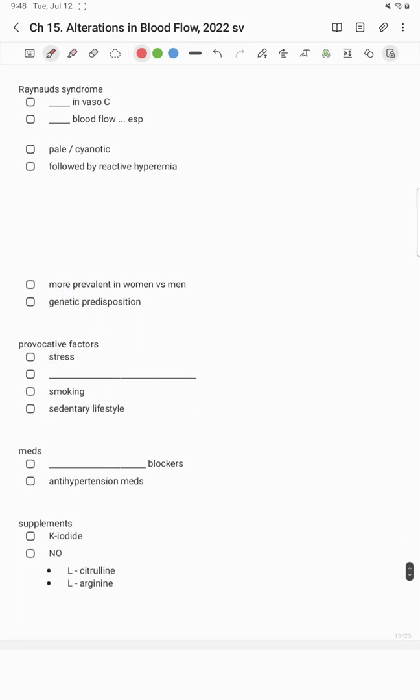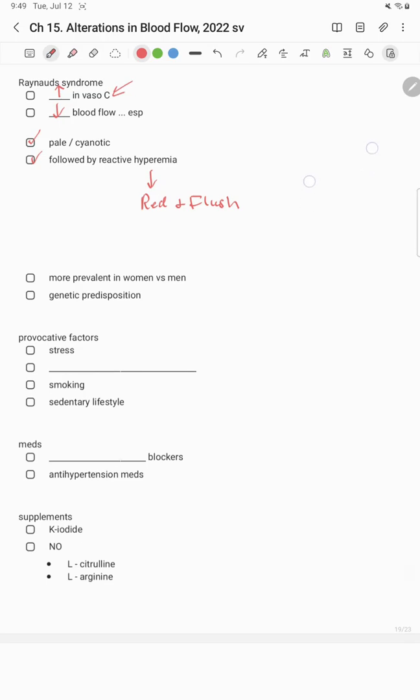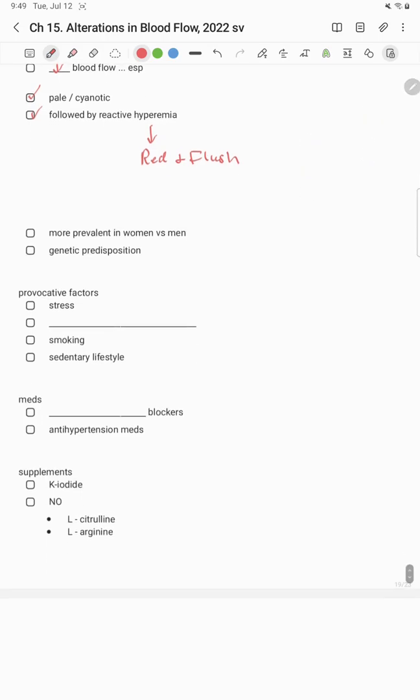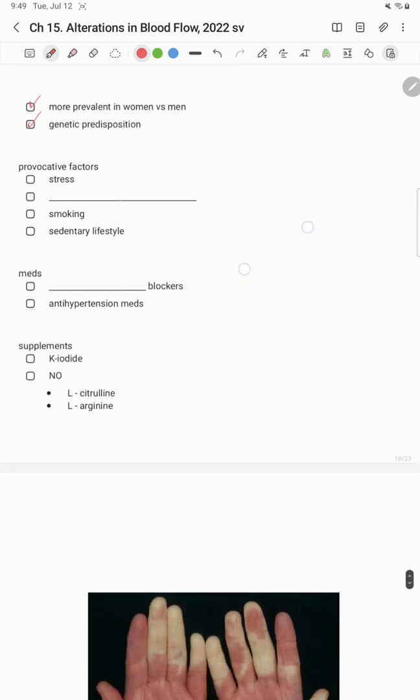Okay, Raynaud's syndrome is an increase in vasoconstriction and a decrease in blood flow. The tissue can become pale or cyanotic, followed by reactive hyperemia, which means it goes from pale and cyanotic to red and flush looking. It's more prevalent in women than men, and there is a genetic predisposition.